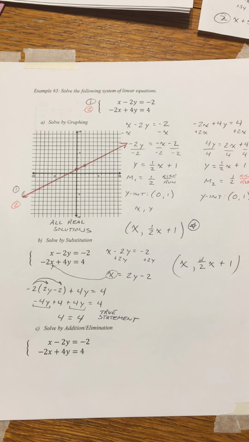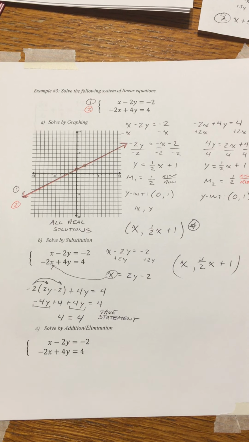Now we can do one last thing. We can solve by addition and elimination. Now to do this, we need the same value with opposite signs. So we already have opposite signs, we just need to get the same value. Now for x and y both, what we can do is just multiply the top equation by 2.